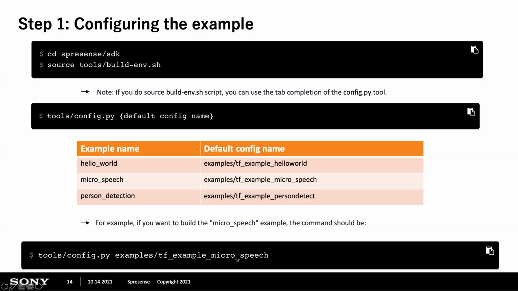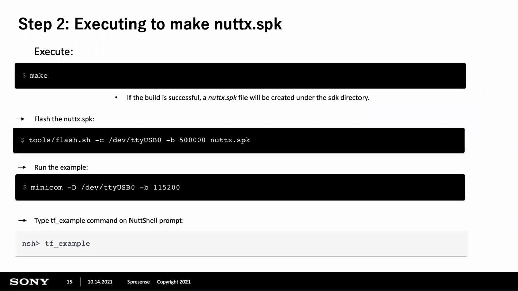So we are using the micro speech. As you see, we have the config.py, and then under tool, we are passing this default config name for micro speech here. So this is how you do the configuration, for example. And now let's look at the execution.